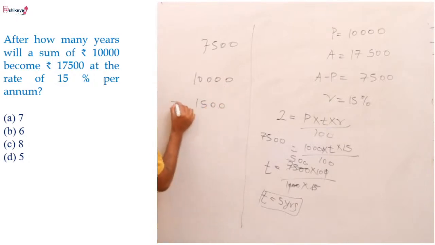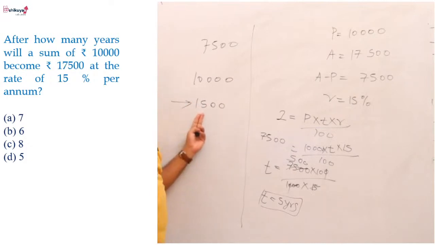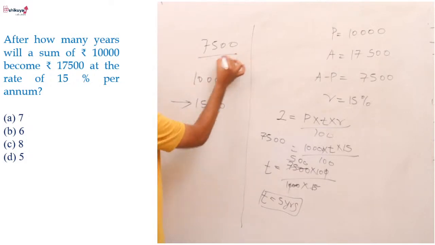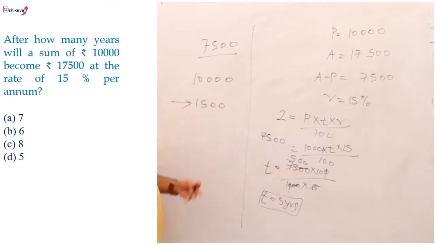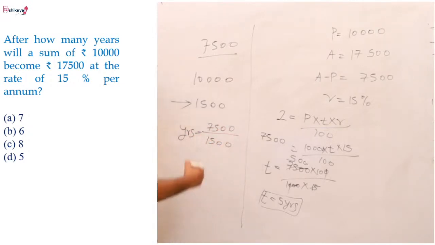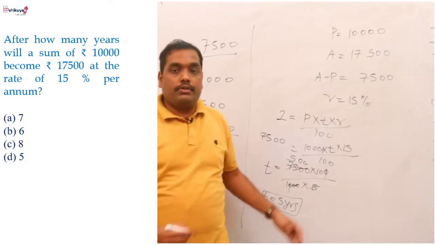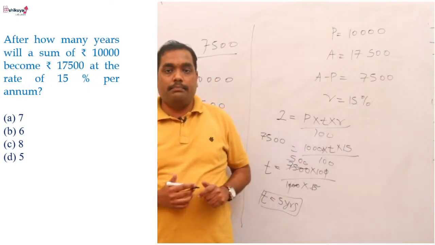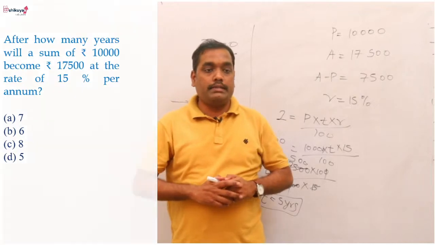1,500. That means for each year the total interest amount is rupees 1,500. So in order to get a total interest amount of 7,500, how much time will be required? The number of years in that case is the total interest amount divided by the interest amount you are getting for 1 year. So 15 fives are, you are getting again the answer 5. So by using this percentage logic also we can get the answer for such questions based on simple interest. So the answer is 5, option D is correct here.